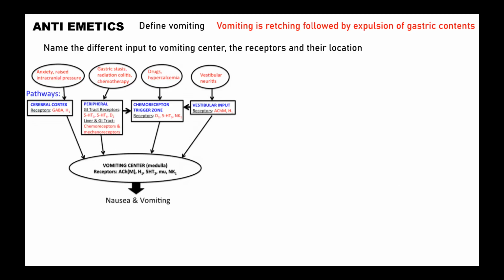The inputs are chemotherapy, anxiety, raised intracranial pressure, gastric stasis, radiation, colitis, drugs, hypercalcemia, vestibular neuritis. The pathways are cerebral cortex, receptors are GABA and H1 receptor, histamine 1 receptor, peripheral GI tract, hydroxytryptamine, D2, liver and GI tract. Then chemoreceptor trigger zone, receptors D2, hydroxytryptamine, neurokinin 1, vestibular input from acetylcholine and then H1. So all of them stimulate the vomiting center in the medulla, acting through all these.